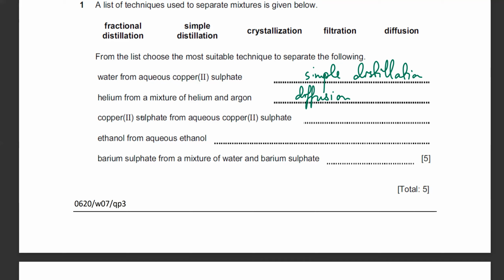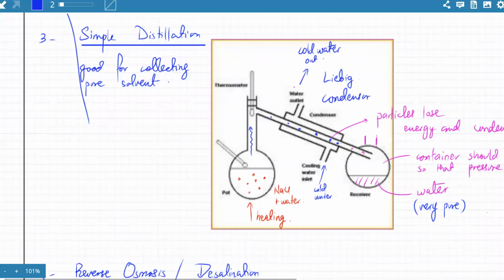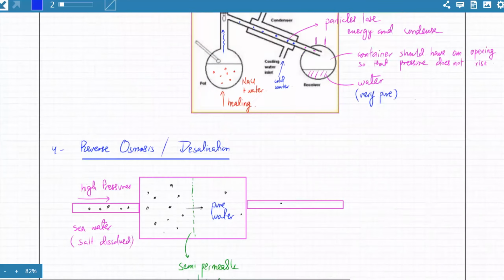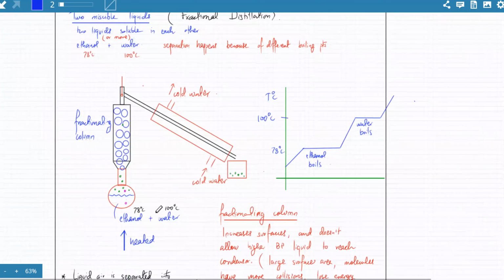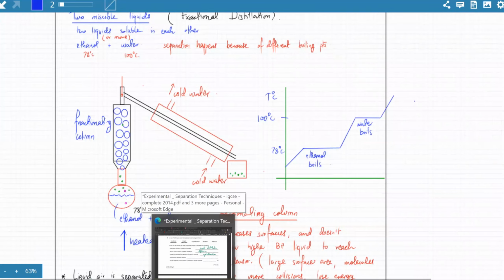So again, you're going to do crystallization now. You're going to get rid of the water and allow the crystals to form. And this is ethanol from aqueous ethanol. Aqueous means dissolved in water. So there's ethanol plus water. This is when you have two solvents which are miscible in each other, like water and ethanol. So that would be fractional distillation.